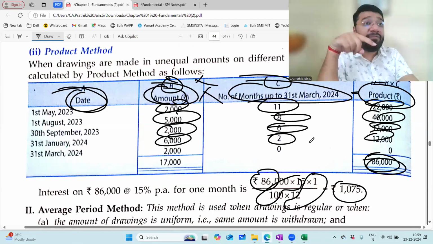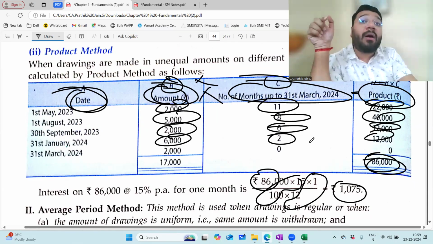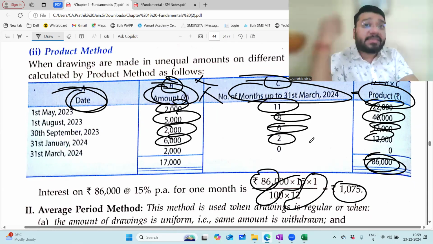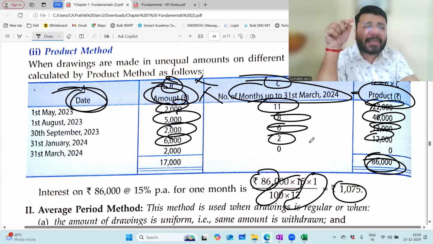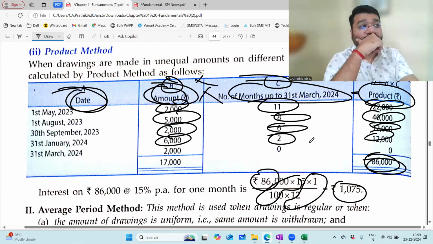Because had he not withdrawn on 31st March, next year also the business will have used that money. But next year, the business is losing the opportunity of using that money. Hence, the firm will penalize the partner and the firm will ask the partner to pay the interest from the next year onwards. But profit to पिछले साल में doesn't matter.